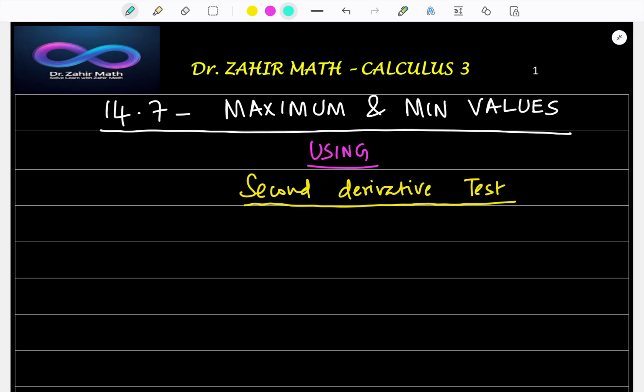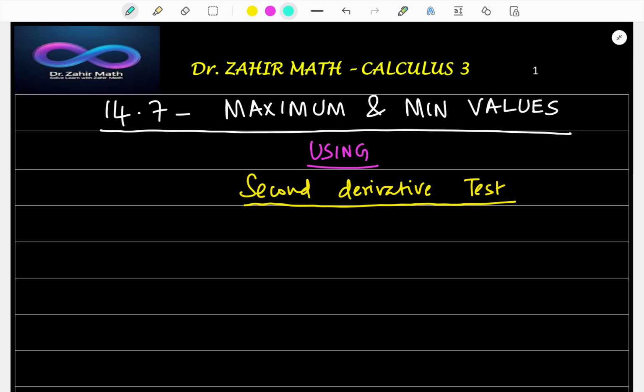In this video, we will explore how to find maximum and minimum values of functions of two variables, a key concept in multivariable calculus. I'll walk you through critical points, the second derivative test, and how to clearly identify maxima, minima, or saddle points. Let's dive into the concepts step by step.